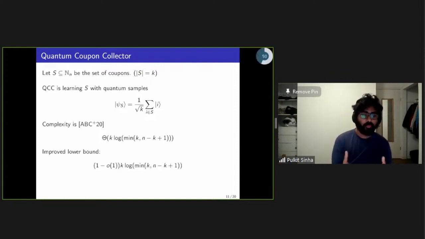In our work, we have shown that the lower bound can be improved as this. So we basically have fixed the constant in front of the highest order term. That is, we have fixed the higher order terms itself. Now let's talk about how we did it.